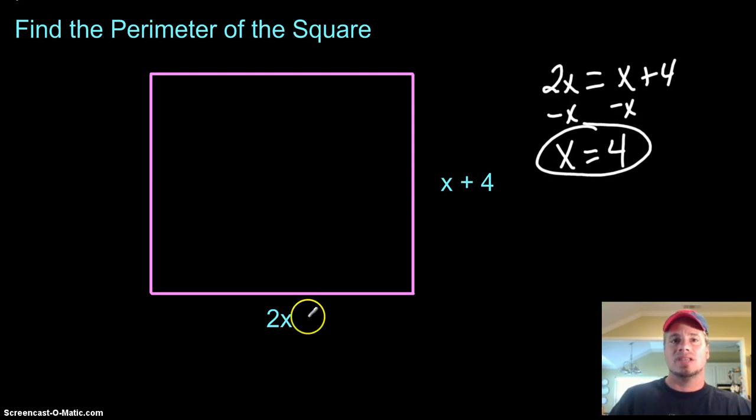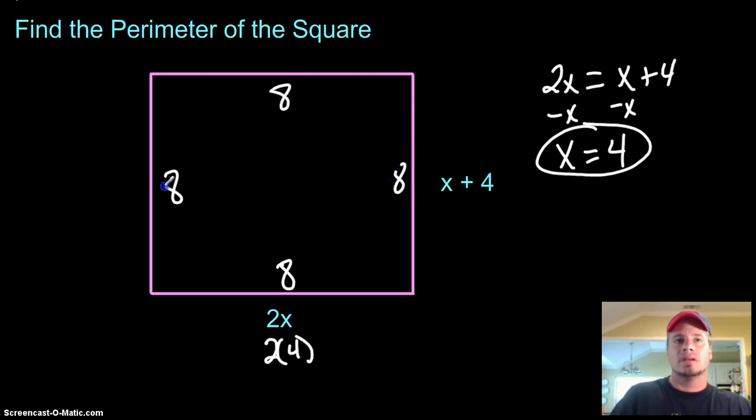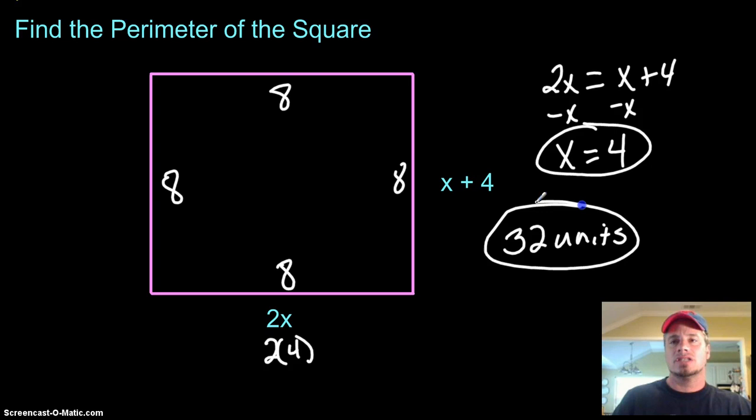Now I just need to find the side length. Okay? If x is 4, then 2 times x is the same as 2 times 4, and this is what? 8. And just to check our answer, 4 plus 4 is 8. So all of the side lengths are 8. So how do we find the perimeter? Well, it's just 8 times 4. What is 8 times 4? 32, and that would be 32 units. And that's finding perimeter. Okay?